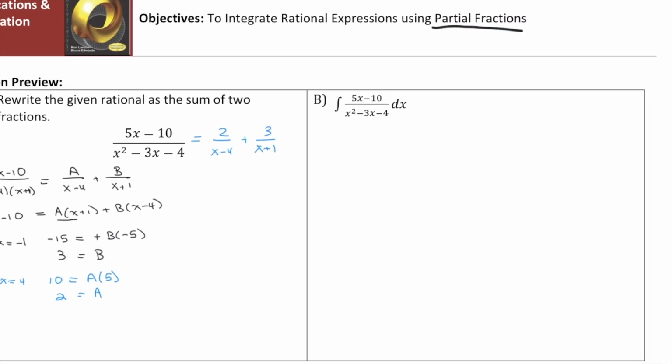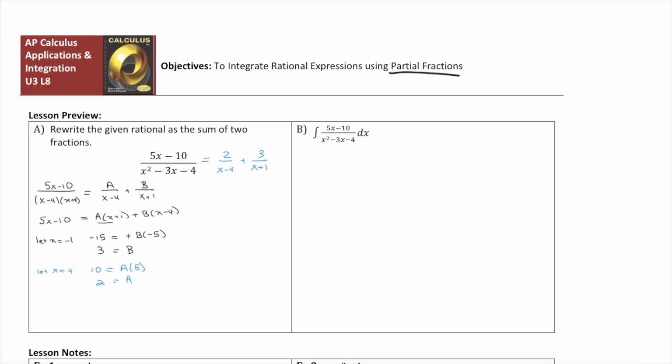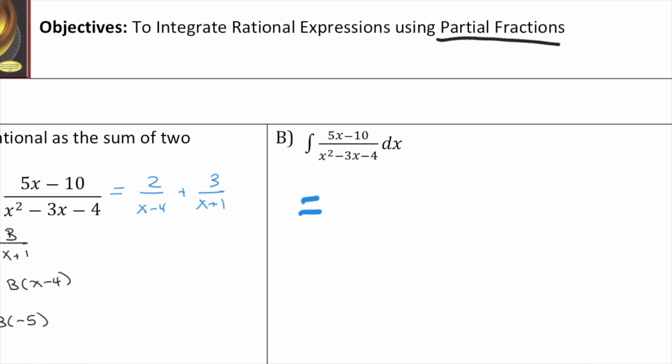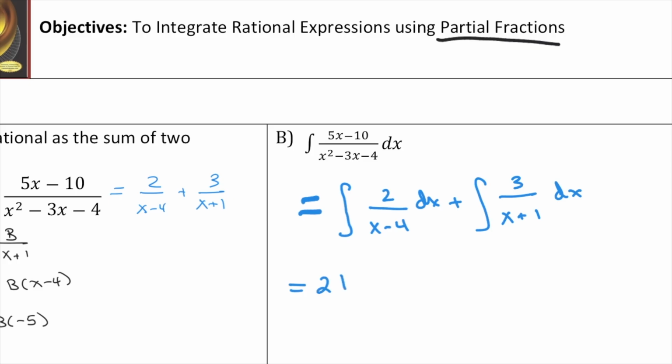We're going to use this idea for part B. We cannot use substitution to integrate question B, but we could use algebra. And that algebra, again, is rewriting rationals using your partial fractions. We've already rewritten this as partial fractions. We're going to write it as the integral of 2 over x minus 4 dx plus the integral of 3 over x plus 1 dx. Now, the antiderivatives are lovely little natural logs.